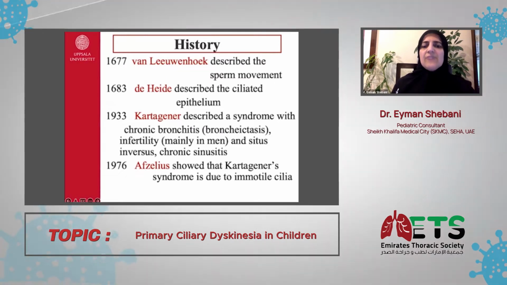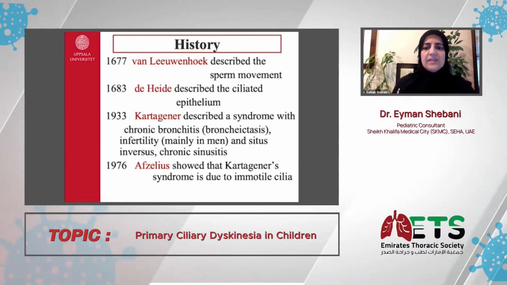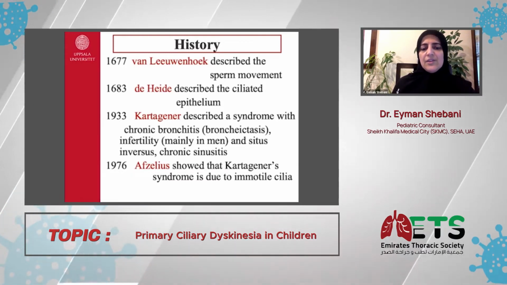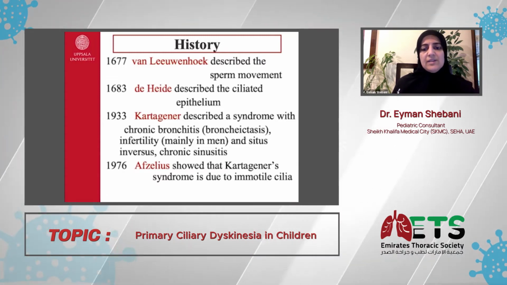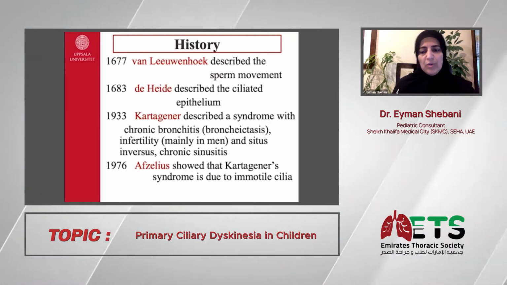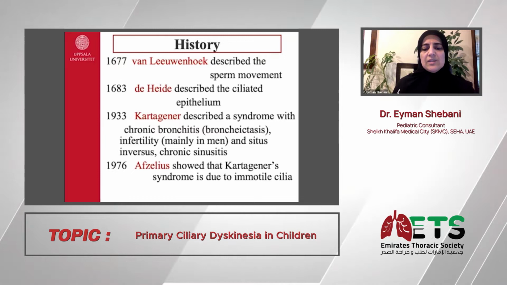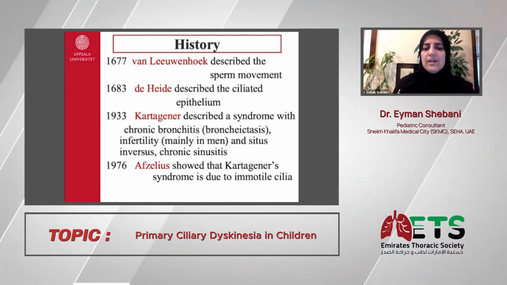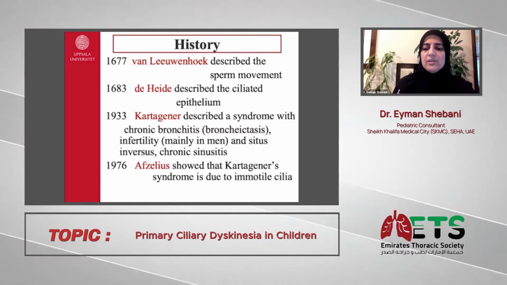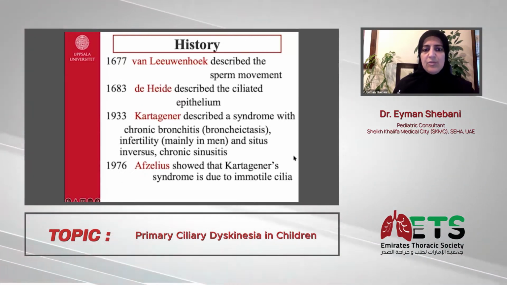In 1677, Van Leeuwenhoek described the sperm movement, and in 1683, De Heide described the ciliated epithelium. In 1933, Kartagener, a Swedish scientist, described a syndrome with chronic bronchitis, bronchiectasis, infertility in men, situs inversus, and chronic sinusitis. But it wasn't until 1976 that Afzelius showed that Kartagener syndrome is due to immotile cilia. Initially, the syndrome was called immotile cilia syndrome.